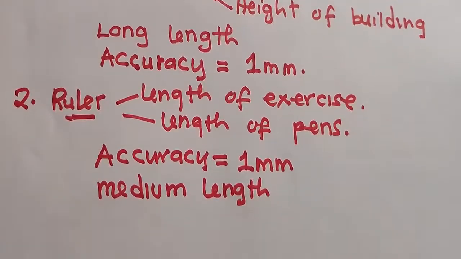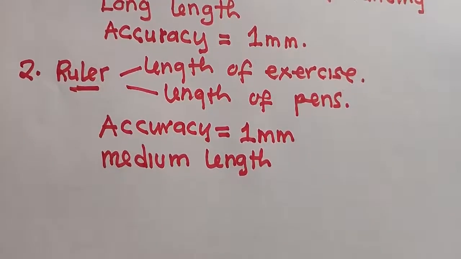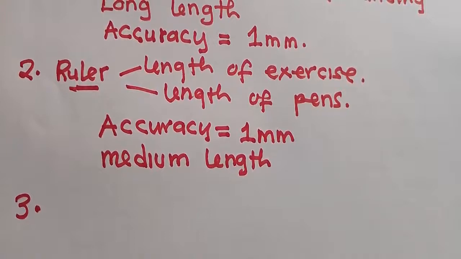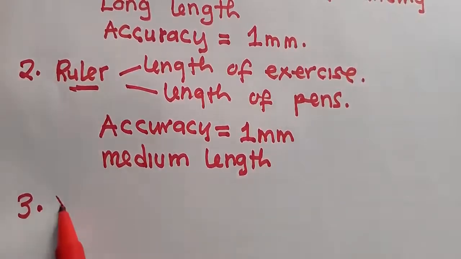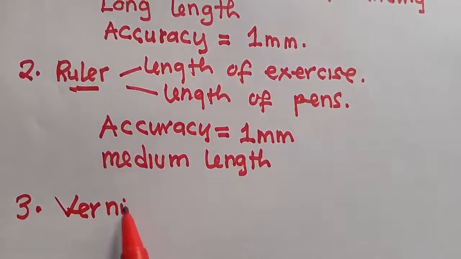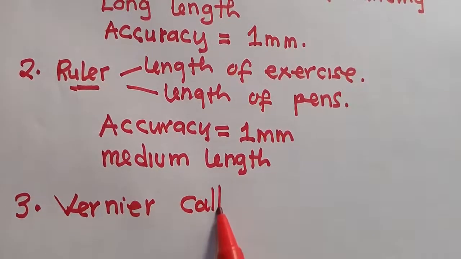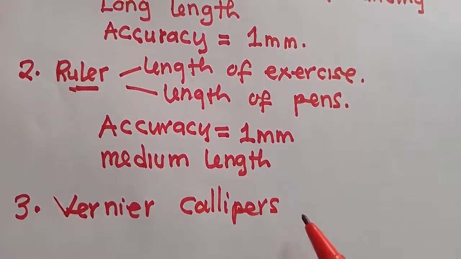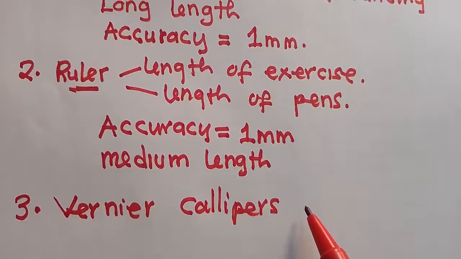We now go to the other one, which is the third one. All these instruments are very important, and I want you to understand them clearly and get the necessary concept. So what is the third one? The third one is called Vernier calipers. This is the other instrument.